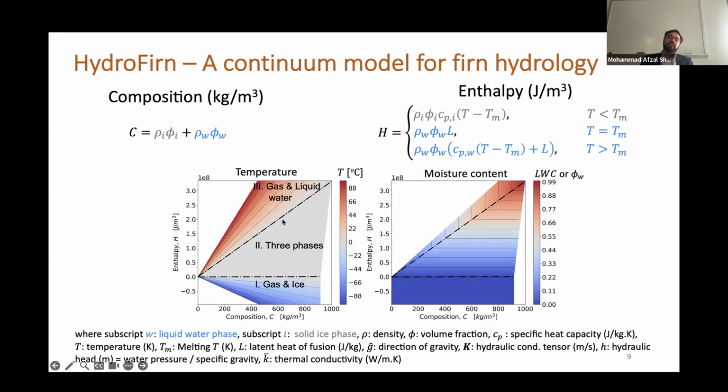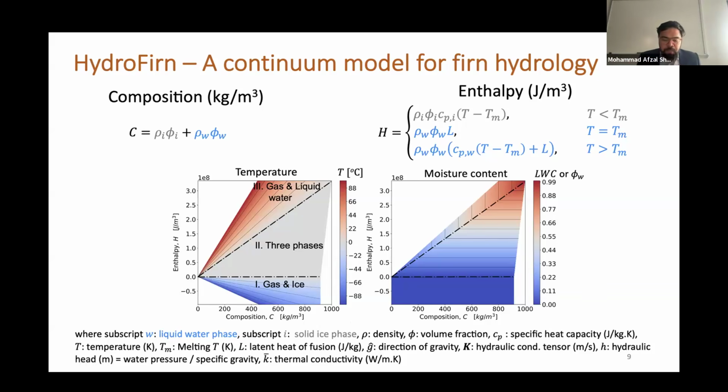And once you cross this line, only the liquid water is left. All of the ice phase is melted. Similarly, for moisture content, you start with no liquid water, and the moisture content is 0. But as you supply heat to this porous ice block, you get more and more liquid water, and so on.